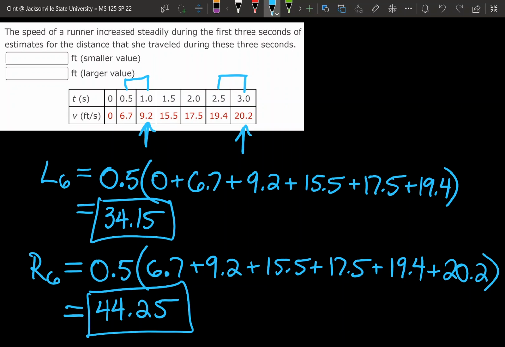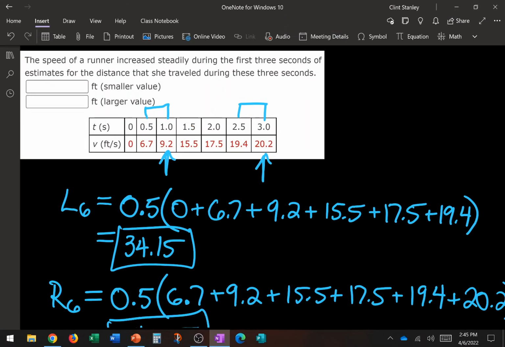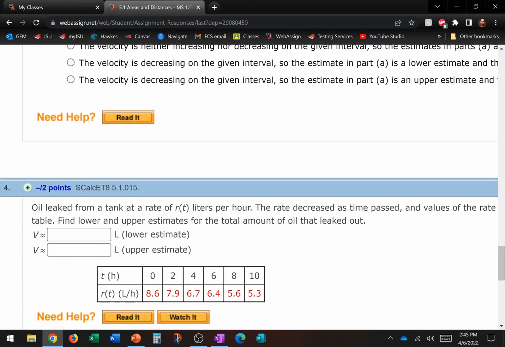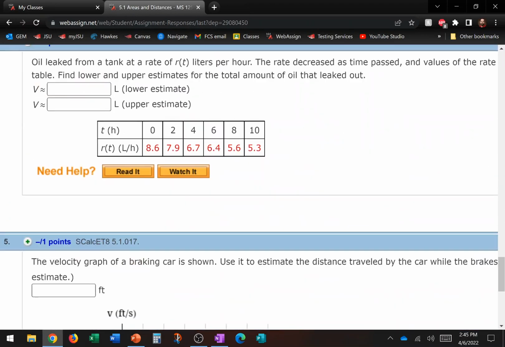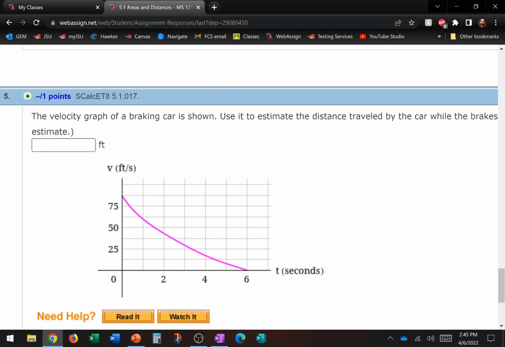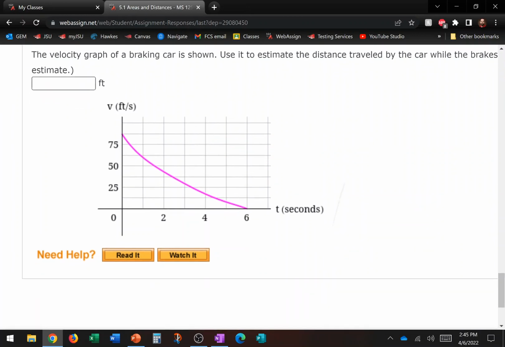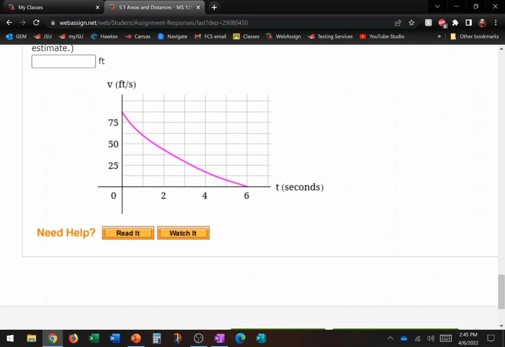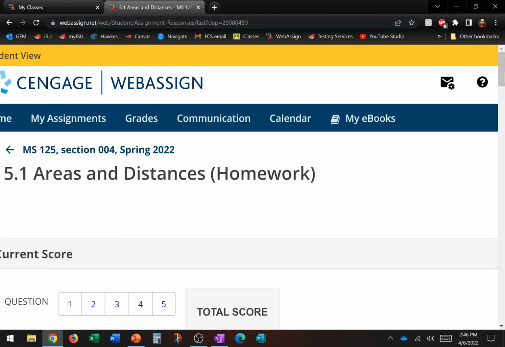Okay. Let me scan real quick through. I think that's the same type. Same type. That one just gives you a graph instead of a table. And just estimate on there, because you can't get the exact y value, just get as close as you can. And it'll be fine. Okay, all right, I think that's all.